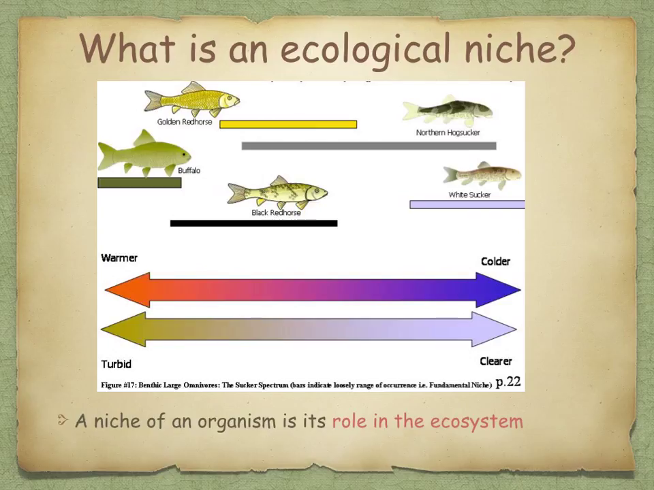So here you can see how different fish survive in different types of water. For example, the white suckerfish survives in colder, clearer water compared to the buffalo fish, which survives in warmer, more turbid water.